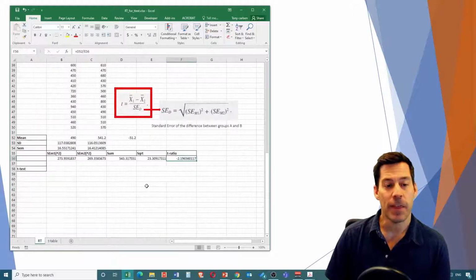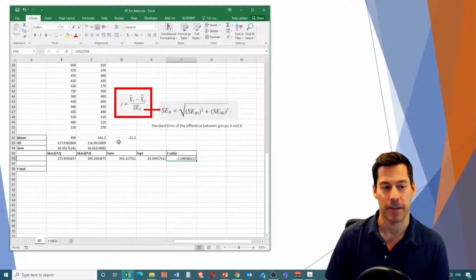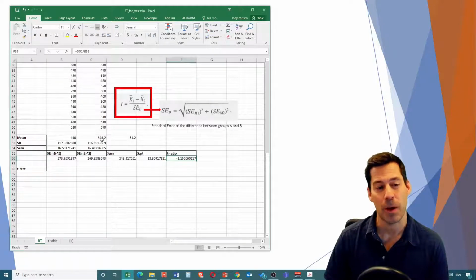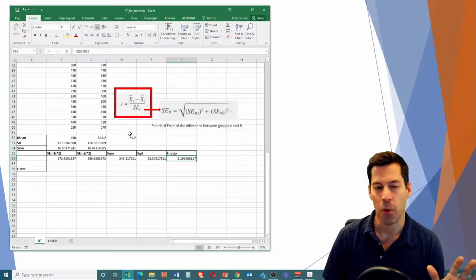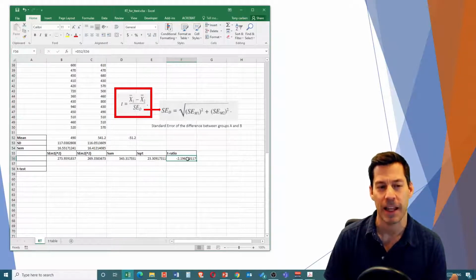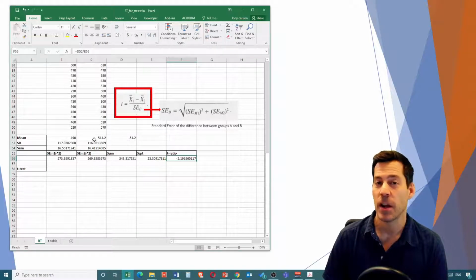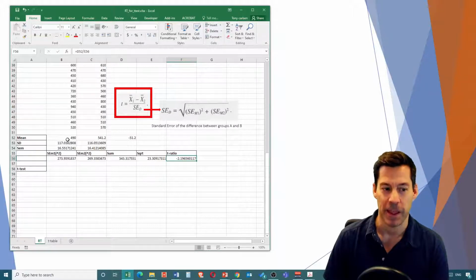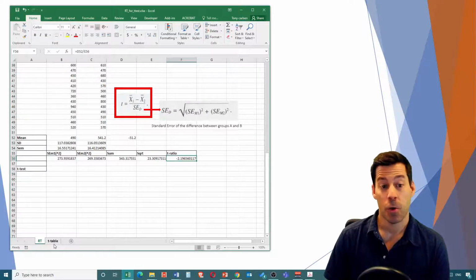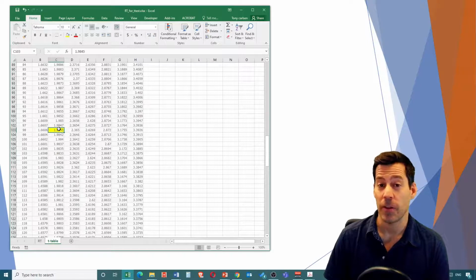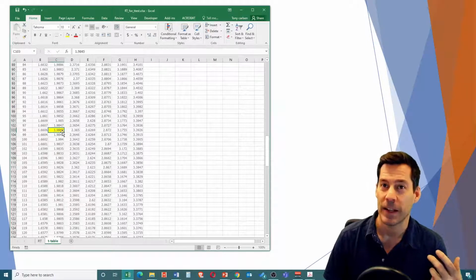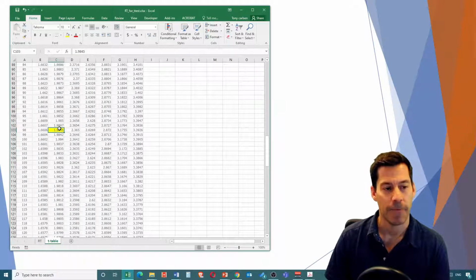And remember, this only tells us the direction of the difference between these means. If I did this mean minus this one, I would have a positive number. So don't worry about whether it's positive or negative. It just depends on which value you subtracted from the other. So we've got a value that's greater than 1.98. That means we're significant at the 0.05 level.